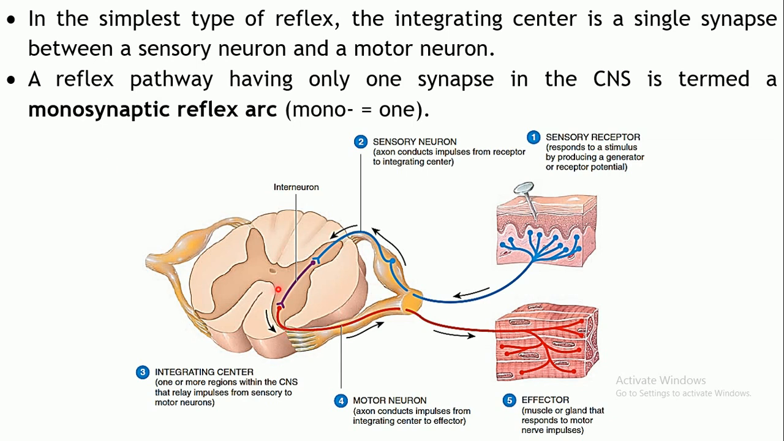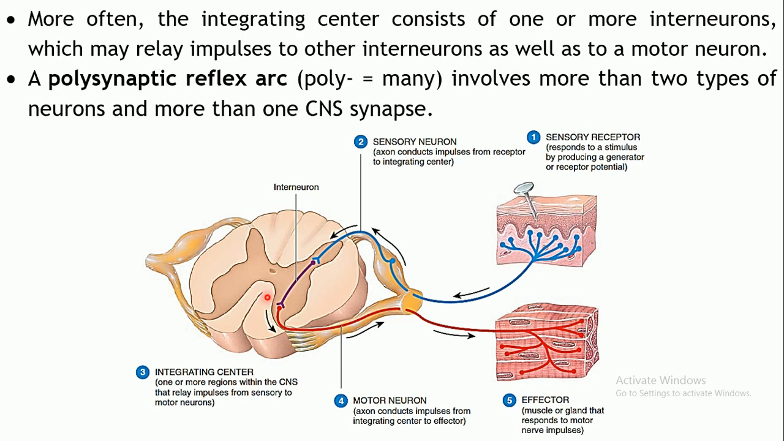Sometimes it happens that only one synapse will occur. So whatever information is brought by the sensory neuron is directly passed on to the motor neuron in terms of the output. Okay. So in most of the cases, the integrating center comprises of the interneurons which will carry out this function of processing. So this will give an output to the motor neuron.